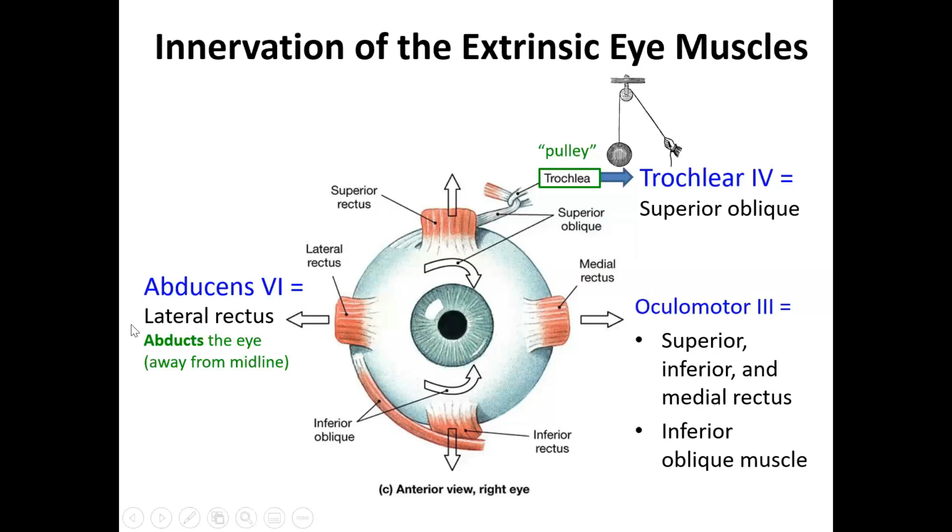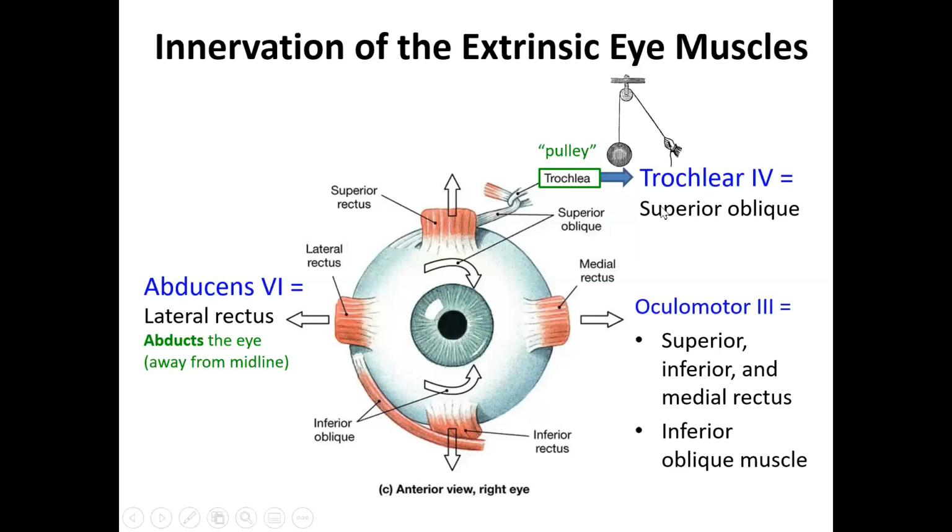So because it is abducting the eye, that's where the name abducens comes from. So the abducens nerve controls the lateral rectus muscle that abducts the eye, takes it away from the midline. And then the other one that's unique is the superior oblique muscle. The superior oblique muscle is going to be controlled by the trochlear nerve.